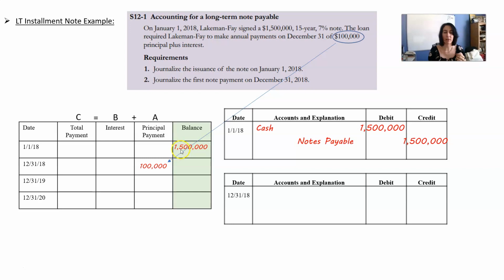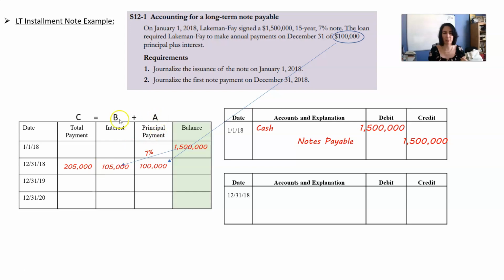The way we're going to calculate that is we're going to take this 1.5 million. Remember, interest is calculated as principal times interest rate times time. Well, time is 1 year because these are only once-a-year payments. So you would take that 1.5 million of principal times the interest rate of 7%, and that's going to give you $105,000 of interest. Okay, so this full payment that you're going to make is going to be the principal of $100,000 plus $105,000 of interest, so your total payment's actually going to be $205,000.